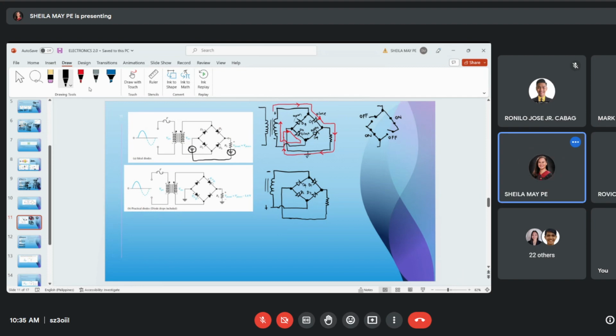Now, at negative half cycle or in reverse bias condition, guys, is D1 on or off? Close or open? Is it off or on? Off, miss. It's off. How about D4? On, miss.